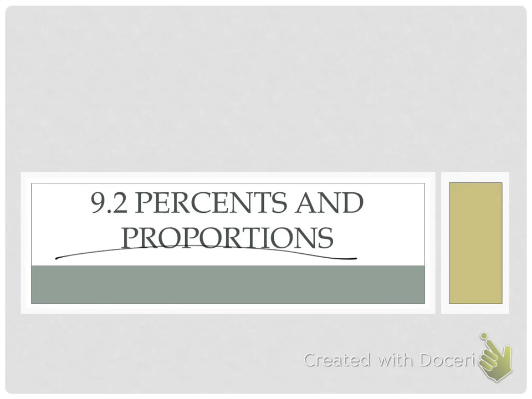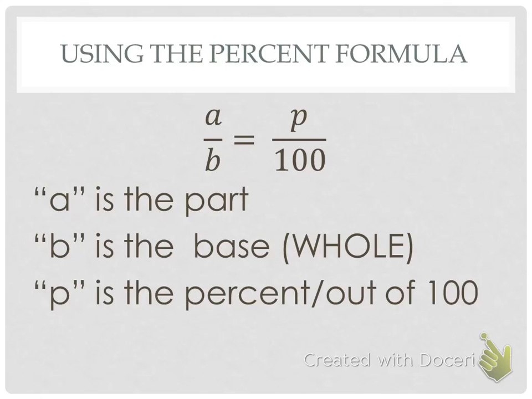Okay, 9.2% and proportions. Before we start on the examples, we need to talk about the percent formula. This is something that you need to memorize. This is something that you'll be writing on your homework problems tonight. So this is the first thing you need to write in your notes today. A over B equals P over 100.